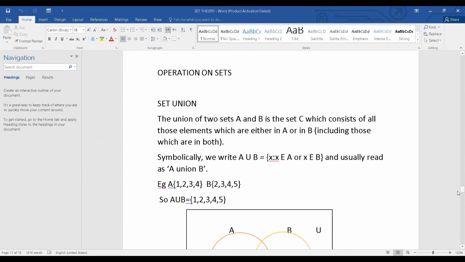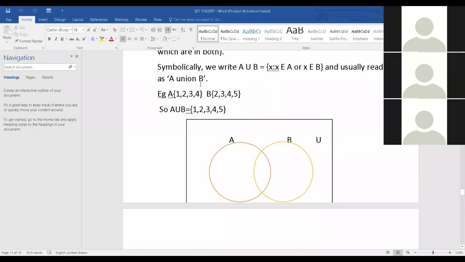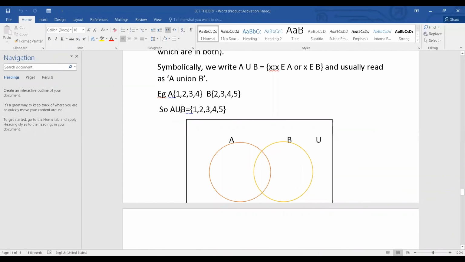For example, we have set A as 1, 2, 3, and 4, and set B as 2, 3, 4, 5. The union of these two is represented by capital letter U. For the union of A and B, we're going to merge these two together, but we should not repeat the elements. The same element should not repeat. Here we have 1, 2, we're going to write 1, 2. We have 1, 2, 3, we're going to write 1, 2, 3.